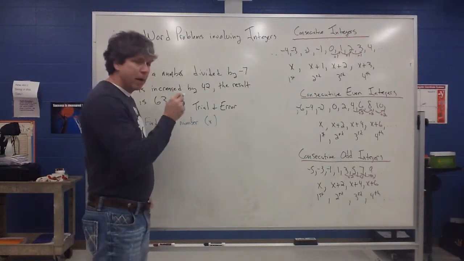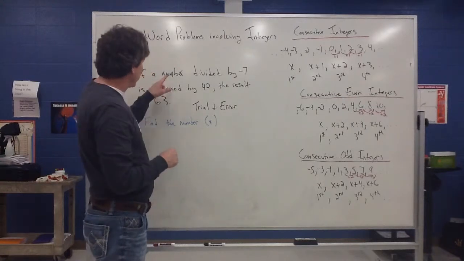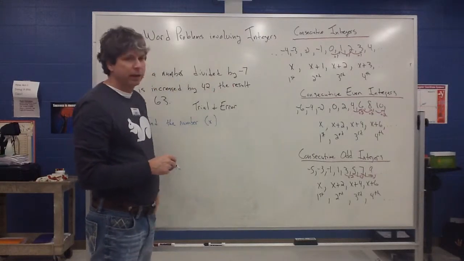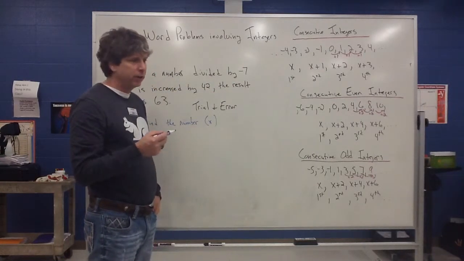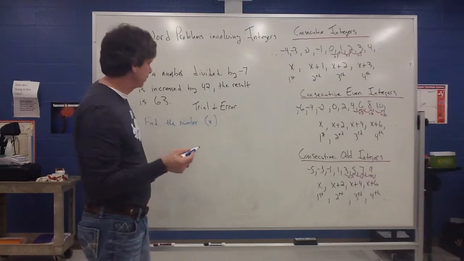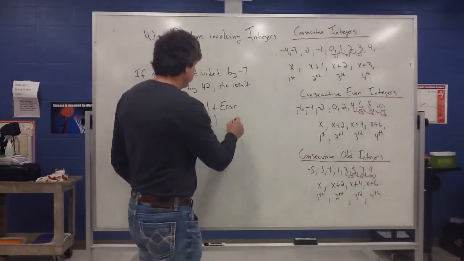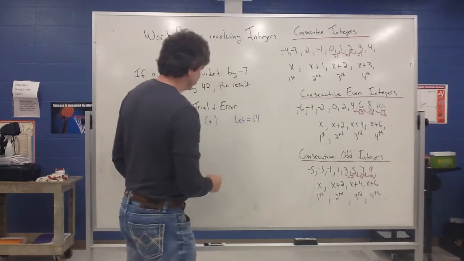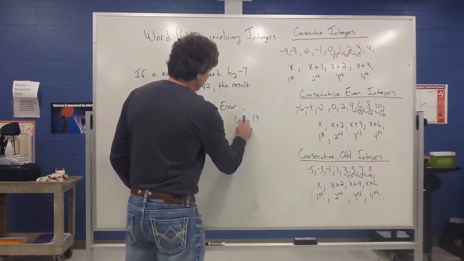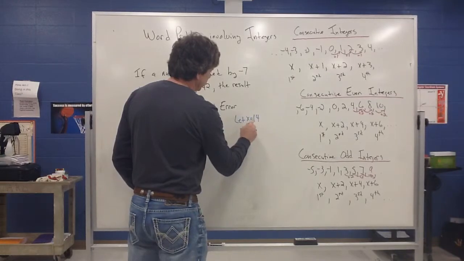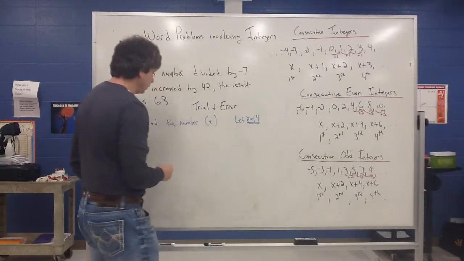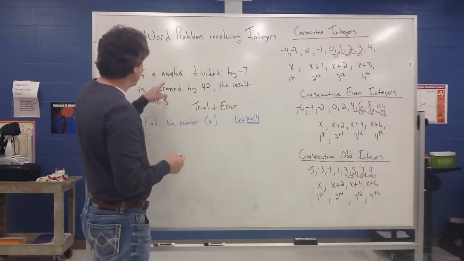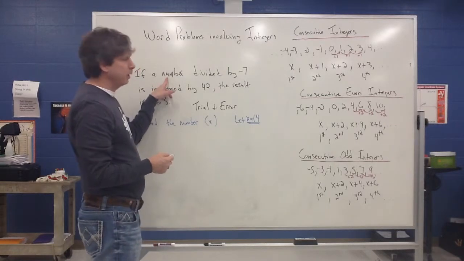Now, before I get all abstract with unknowns, I'm just going to try to think of a number that I can divide by -7. One that jumps out to me is like a 14. Let's just say let X equal 14. So with trial and error, I'm going to say 14 is my number.